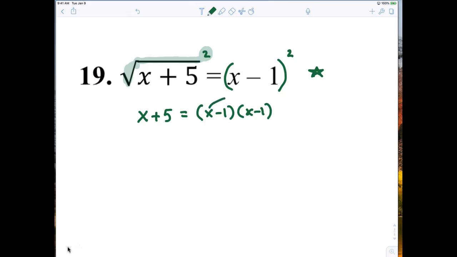So now what's x times x? X squared. Now we do our smiley face. Remember, how much is that? Negative 1x. How much is this? So that's a total of negative 2x. And then negative 1 times negative 1 is what? Positive 1.